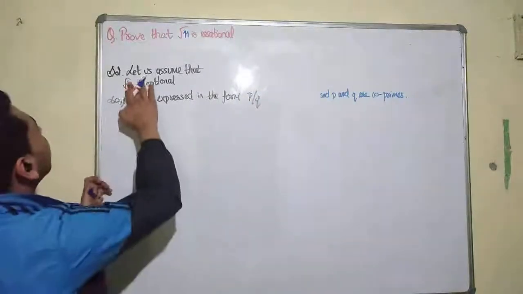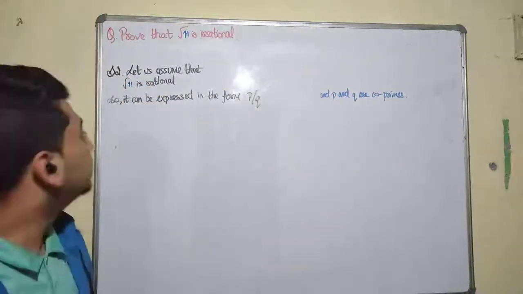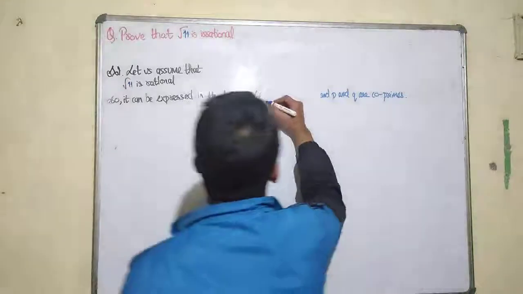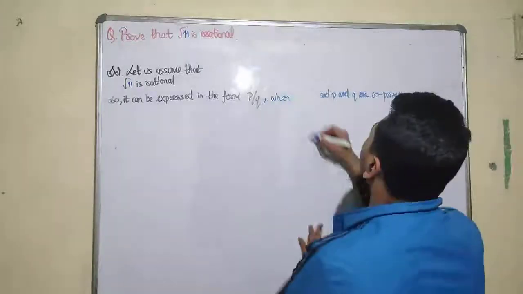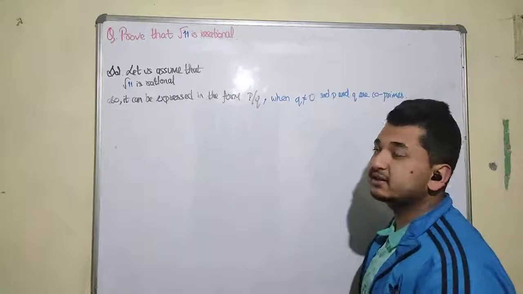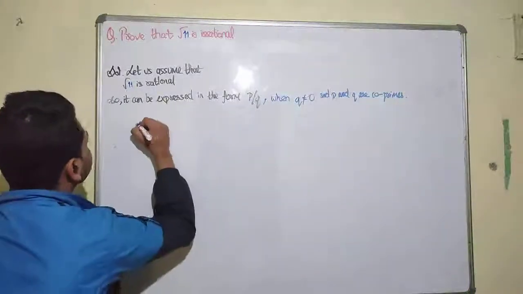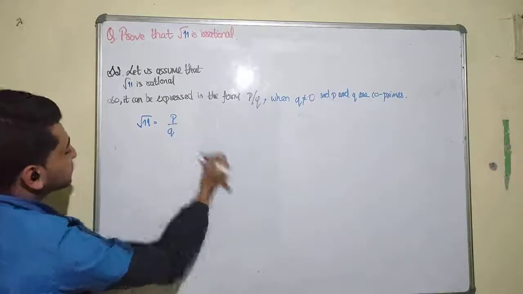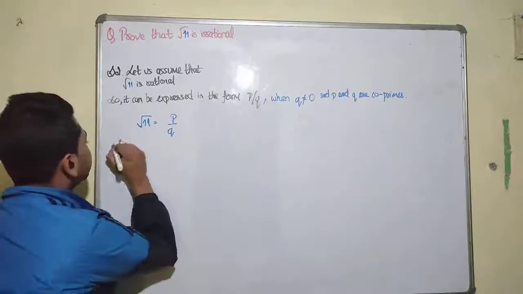Let us assume that root 11 is rational. So it can be expressed in the form p by q, where q is not equal to 0 and p and q are co-primes. I hope you know this. Root 11 is equal to p by q, right? So squaring.